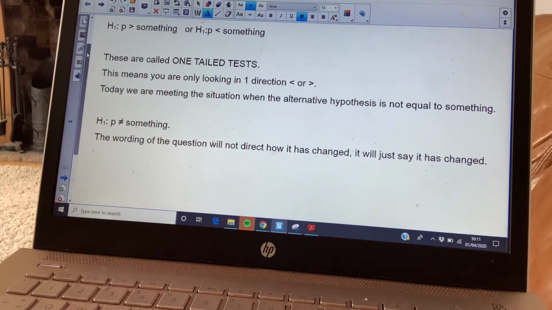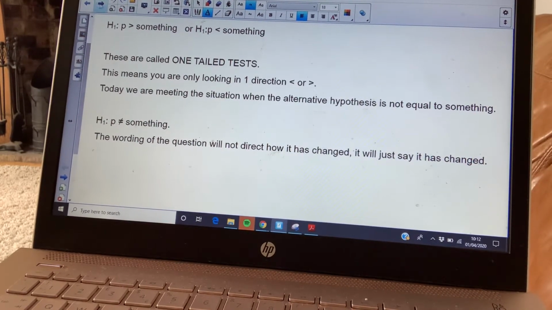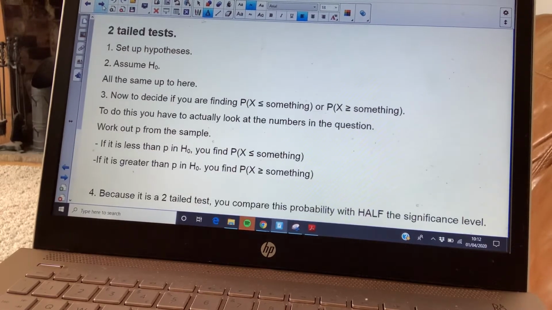The wording of the question will not direct how it is changed. It will just say it is changed. So you've got to make a decision about which way to look. So there's a lot more going on with this type of question.